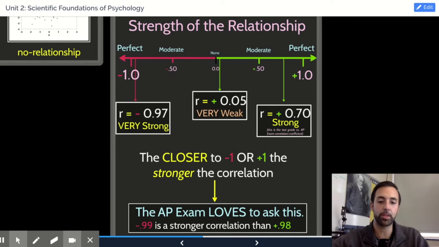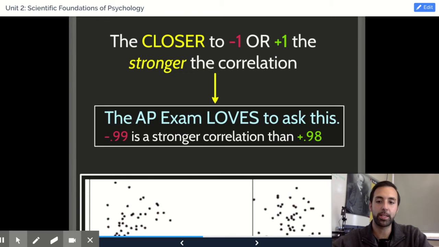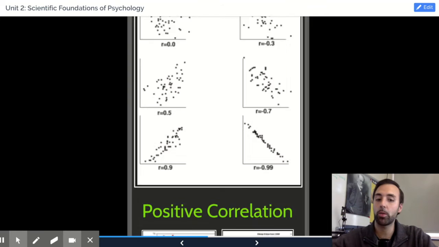It's very common for students to see the positive and negative and have some sort of other prior knowledge that they apply. It's not applicable here. Negative 0.99 is stronger than 0.98 because it's just a little bit closer to negative 1 relative to how close 0.98 is to the actual number 1. The positive and negative just indicates the direction of the relationship, the direction of the fluctuation.